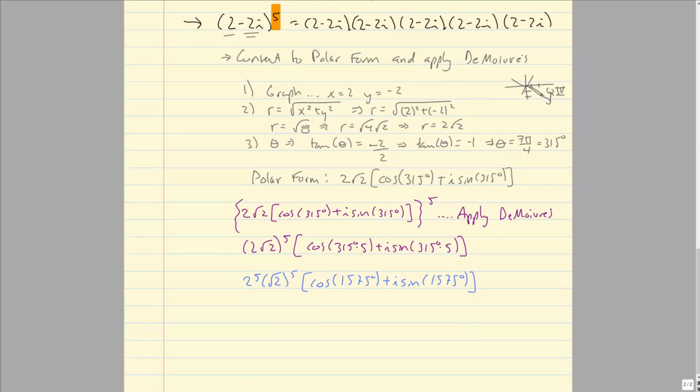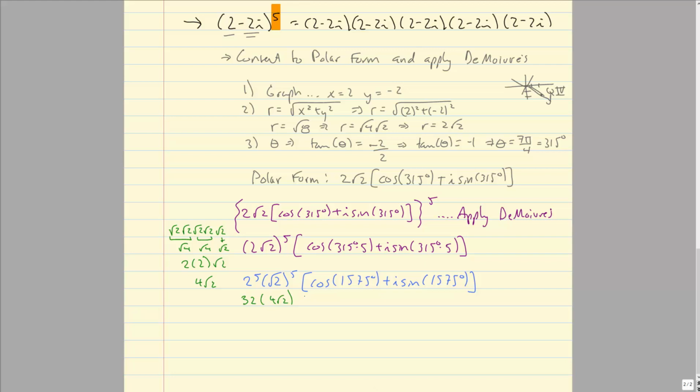So 2 to the 5th is 32. Now root 2 to the 5th. Well, root 2 to the 5th would be root 2, root 2, root 2, root 2, root 2. This pair would be root 4, this pair would be root 4, and this one is just kind of off by itself. The square root of 4 is 2, the square root of 4 is 2. 2 times 2 is 4 root 2. And there's a lot of different ways you can do that. I think this is probably the easier approach to kind of visualize what's going on there.